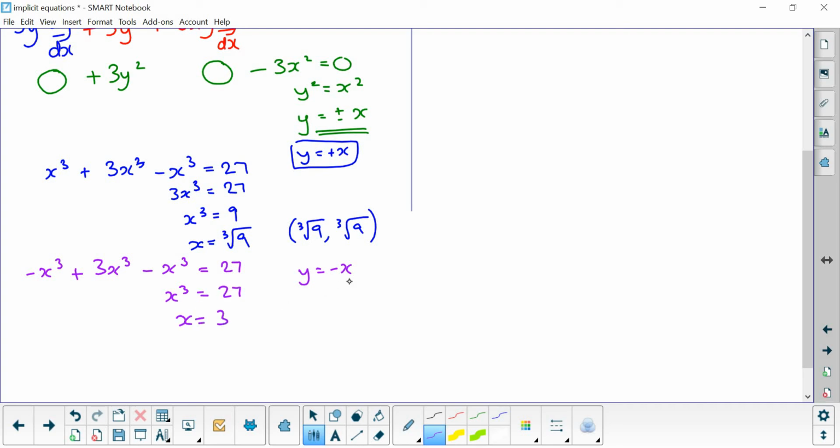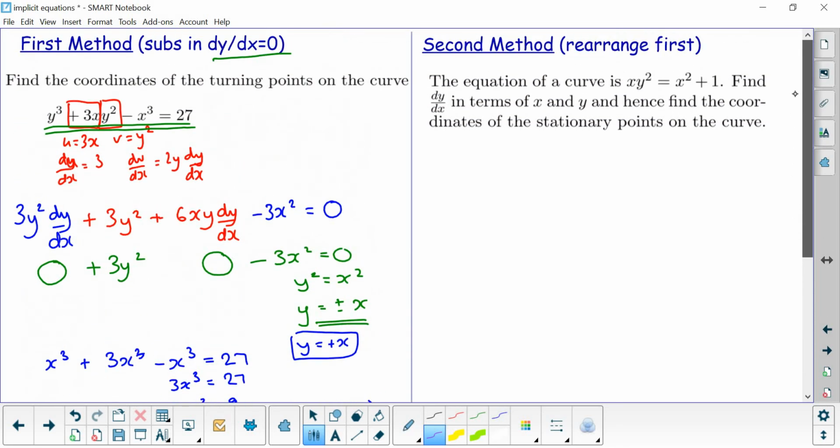That gives us x is 3, and we know y is minus x, so we are going to get 3, minus 3. So these are our two stationary points. Okay, let's have a look at the next method.